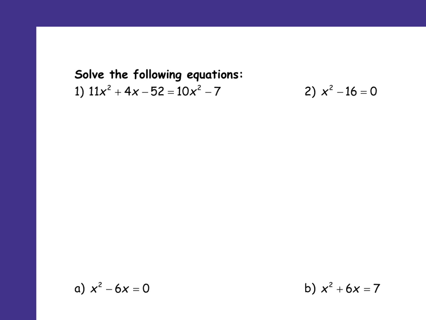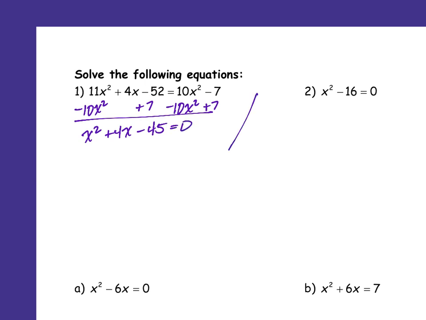So let's see. Subtract 10x squared and add 7. And then I get x squared plus 4x minus 45 equals 0. And I'm pretty sure this one can be factored. So I need 2 numbers that multiply to be negative 45 and add to be 4. So 9 and negative 5. So this will be x plus 9 times x minus 5.